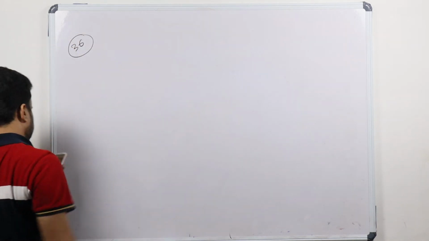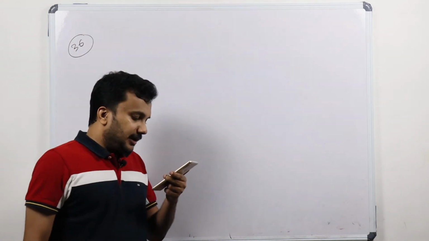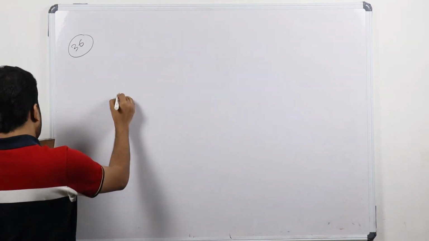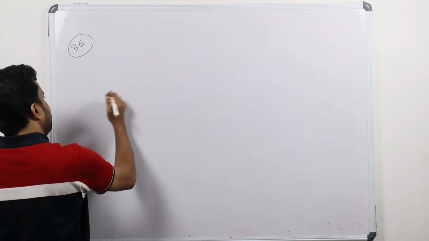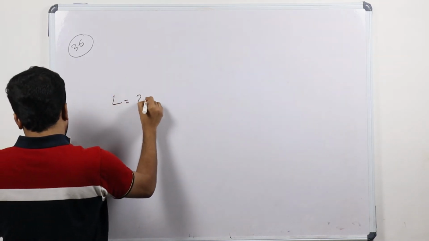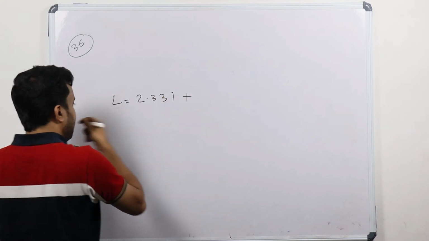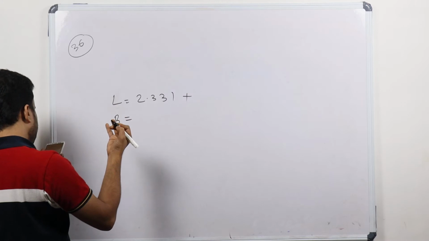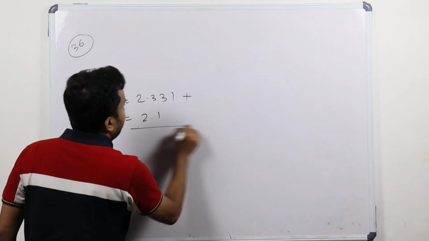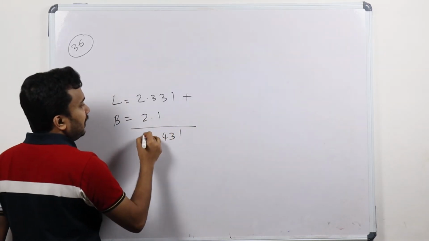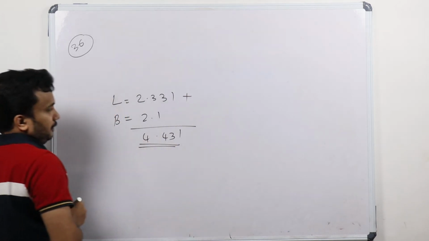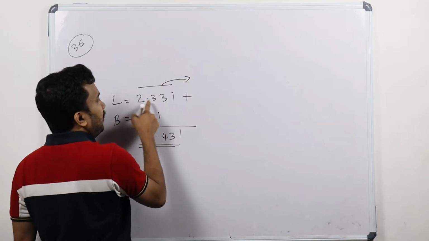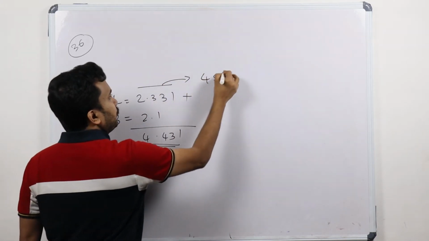Question 36. L is equal to 2.331 and B is also given as 2.1. They are asking for L plus B. So we have to add these: 4.431. We need to round it. Here, how many significant figures? 1, 2, 3, 4. So here we have 4 significant figures.